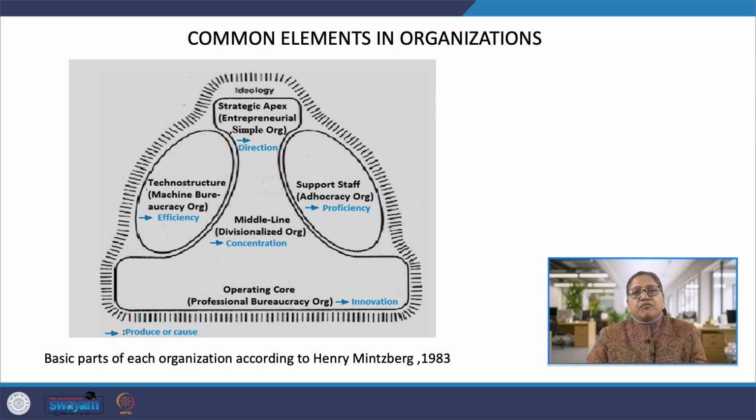So, with this, we can see that the common elements in organizations can be placed together. The strategic apex is dominant in entrepreneurial organizations, simple organizations. Technostructure is dominant in machine bureaucracy. The support staff is mostly dominant in adhocracy, and the middle line is mostly dominant in the divisionalized form of organizational structure. The operating core is mostly prominent in the professional bureaucracy, or bureaucratic organizations which are highly innovative. So, the basic parts of an organizational structure have been given by Henry Mintzberg.